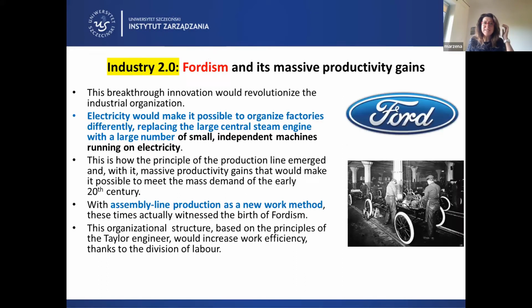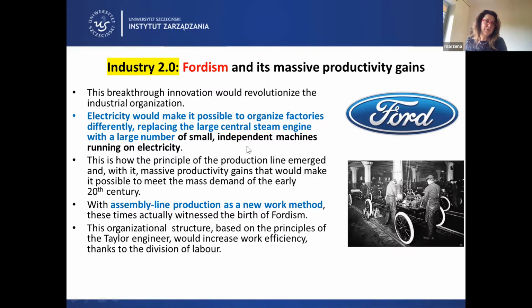So for Industry 2.0, obviously the best example will be the Ford Motor Company. Yeah, so as I said before, electricity made it possible to organize factories differently, replacing the large central steam engine with a larger number of small independent machines running on electricity. So the big achievement was the assembly line production as a new work method. Okay, so this is the history, but then a more recent example.